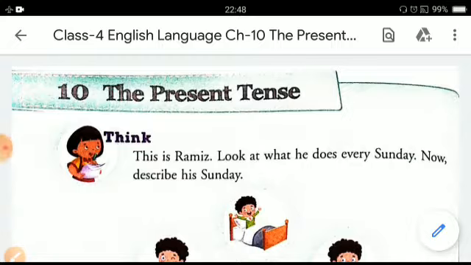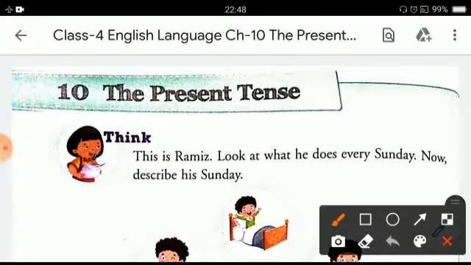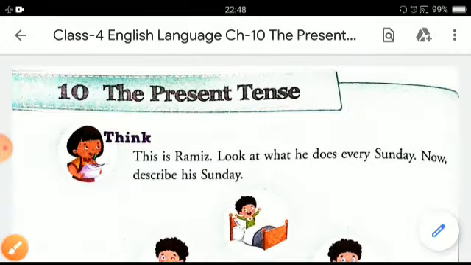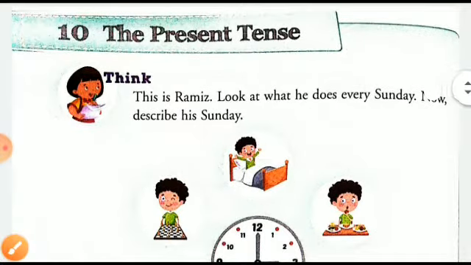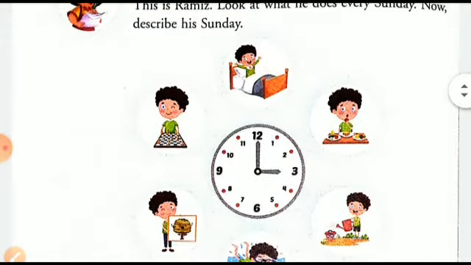And today's topic for English language is chapter number 10, the present tense. Present tense always tells us about the action done now. Let's begin the chapter with the exercise. This is Ramesh. Look at what he does every Sunday. Now describe his Sunday after seeing all the activities given below.